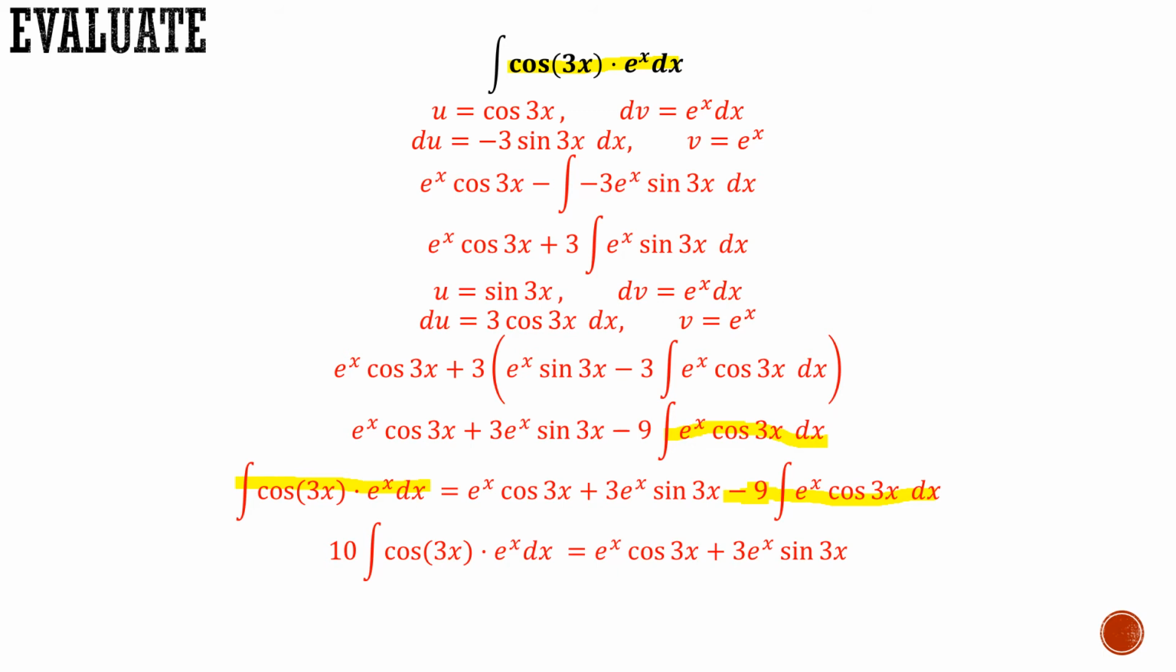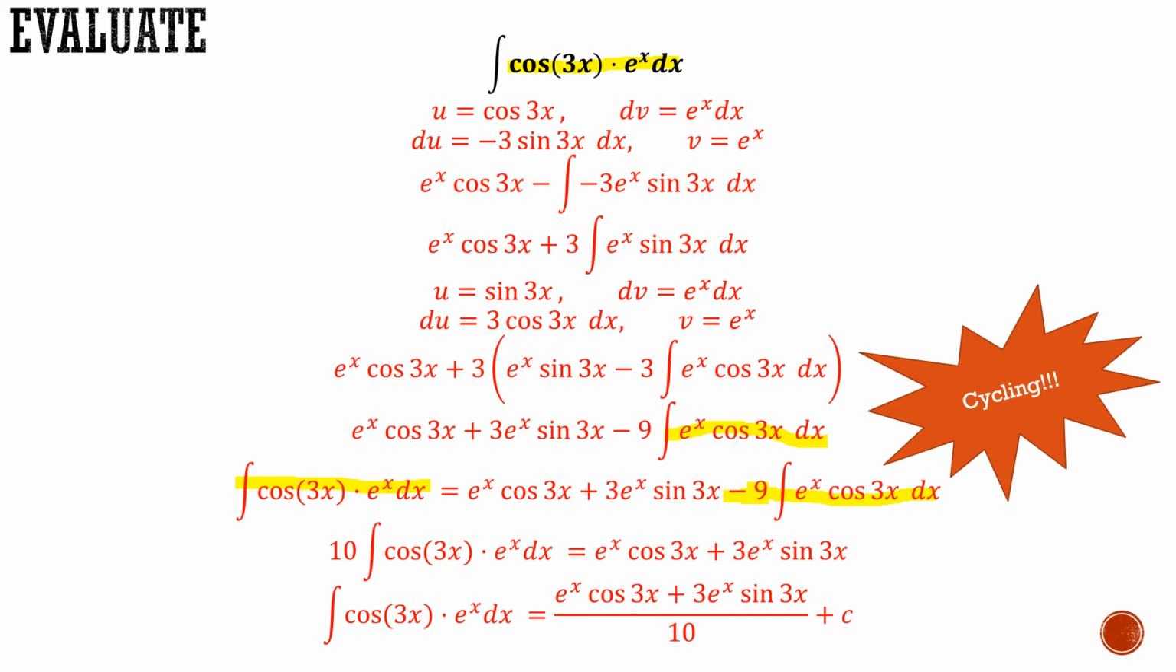Now if I just take that and divide by 10, I get my final answer of e to the x cosine 3x plus 3e to the x sine 3x all over 10. Now, this is what we call a cycling problem. So generally with your cycling problems, you do the formula twice, and then you add whatever you have to the other side or to the original expression, and then divide to get rid of the coefficient.